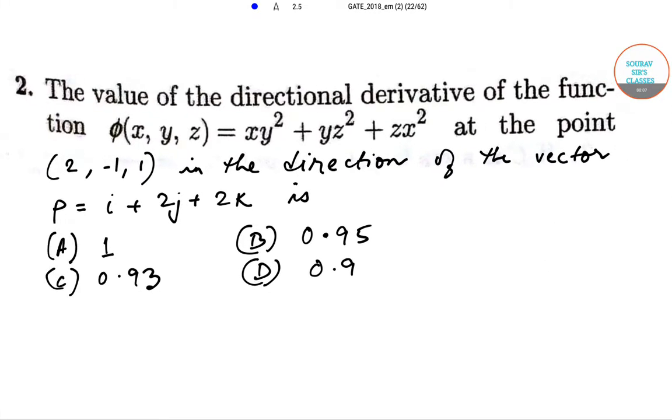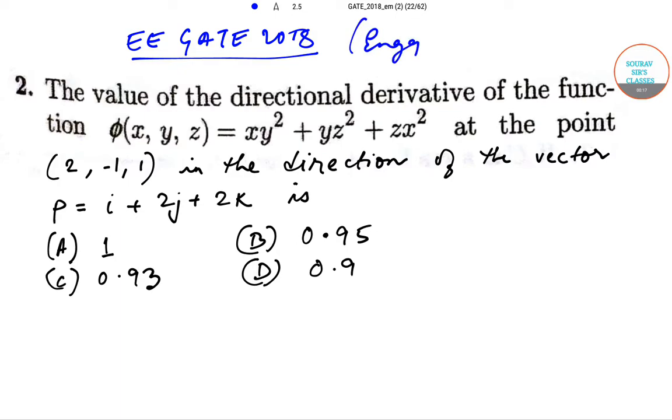Today we will be solving the electrical engineering GATE exam paper of year 2018. We will be solving the engineering maths portion of the paper. Today we will be starting off with question number 2.